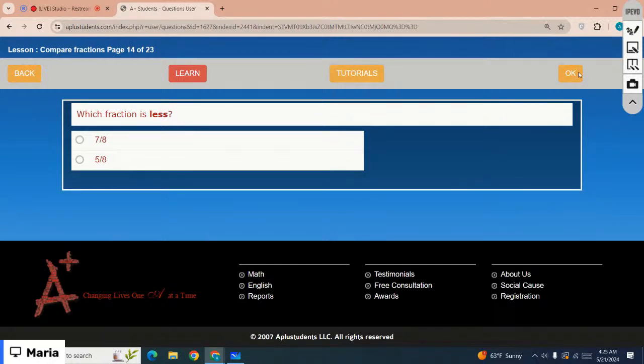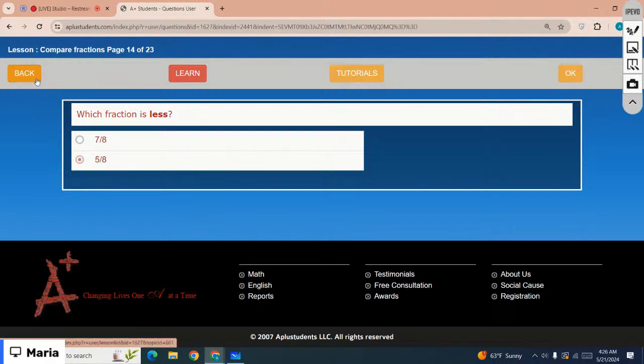Which fraction is less? 5 by 8, 7 by 8. Which is the correct option? That is 5 by 8. Okay, you can complete the lesson by yourself later today.